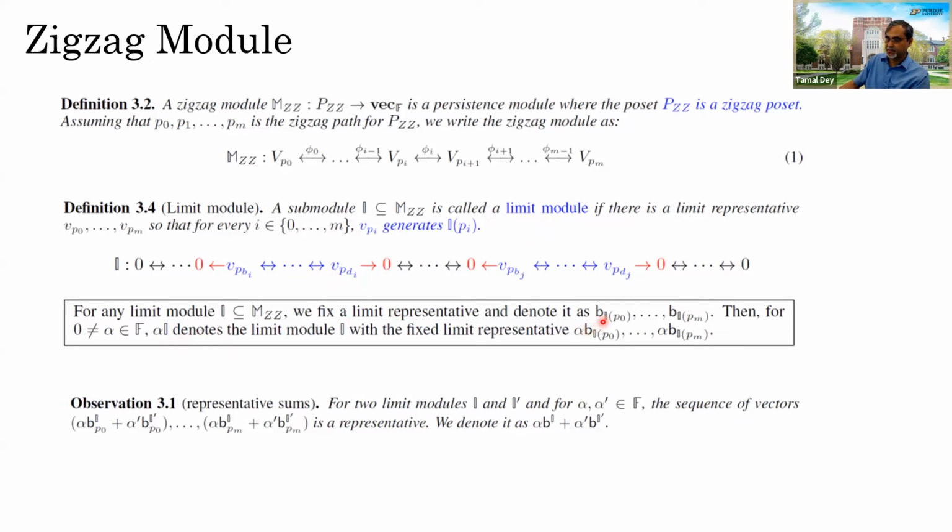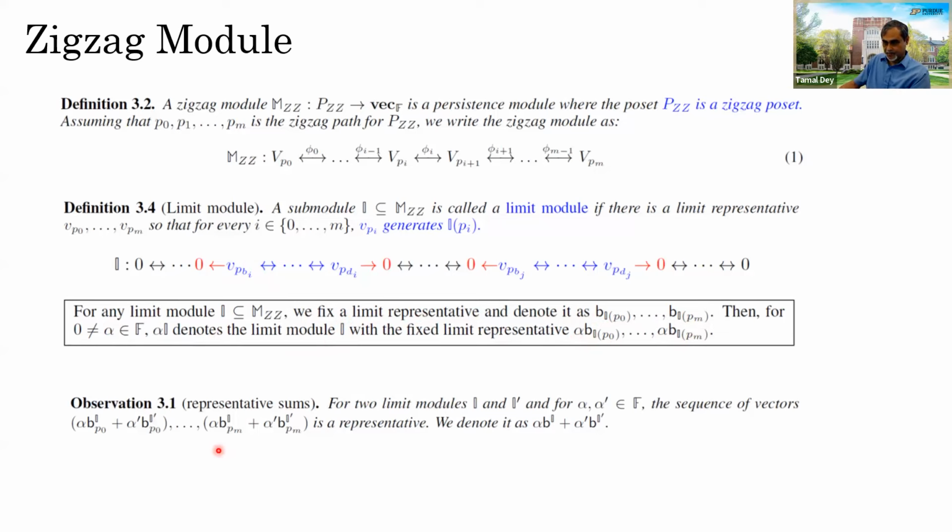Another notation I'll be using: B_i is exactly equal to V_Pi. For a limit module I, a particular fixed representative, I'll denote as a sequence B_i^P0 to B_i^PM. These B_i^P0 in this case are V_Pi. Because I can choose any scalar alpha in the field, alpha times I is also the same module I, but its representative is this one. You just multiply every vector with the scalar alpha. That's also a valid representative for the same module I.